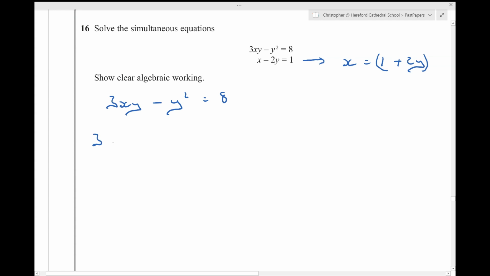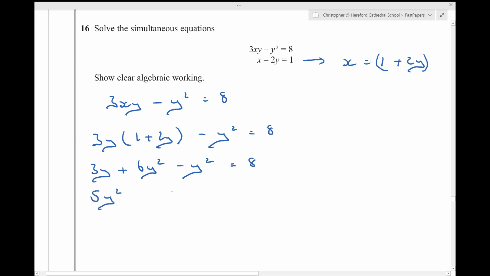So I'm going to end up with 3y multiplied by 1 plus 2y minus y squared equals 8. That gives me, multiply out the bracket, 3y plus 6y squared minus y squared equals 8. So 5y squared plus 3y, let's set it equal to 0. There we go. So how am I going to find y now?